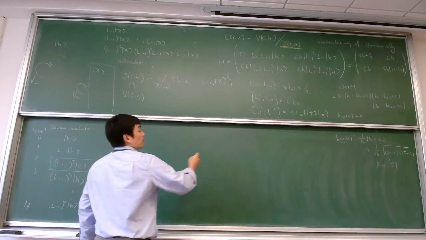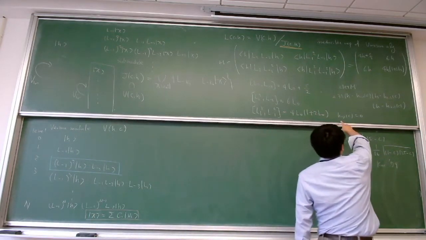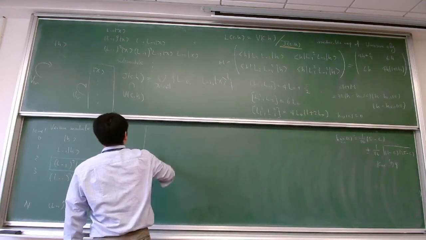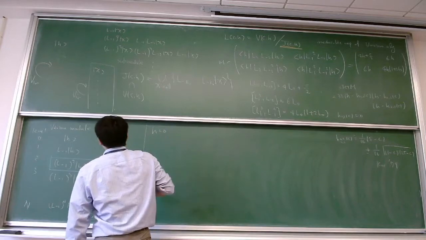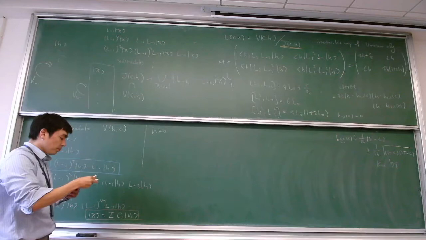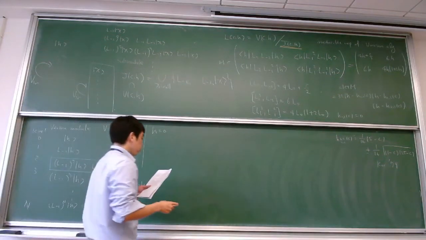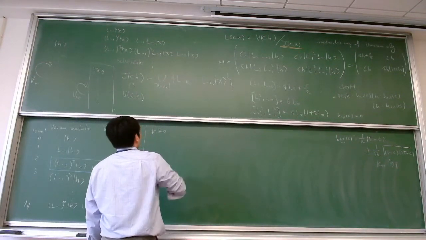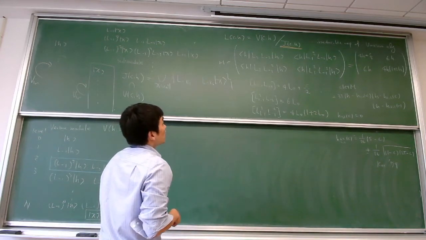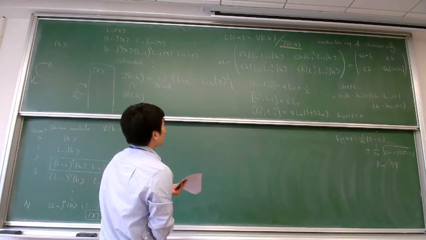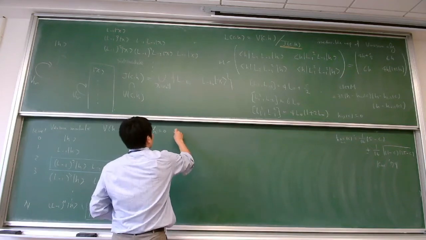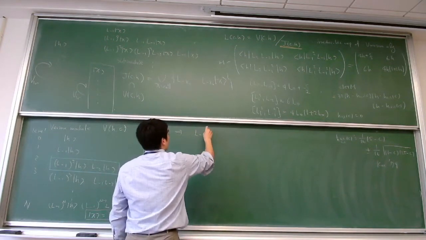So first, let's look at the solution h_{1,1} equals 0, which means that h is equal to 0. Then let's look at L_{-1} acting on the vacuum being equal to 0.